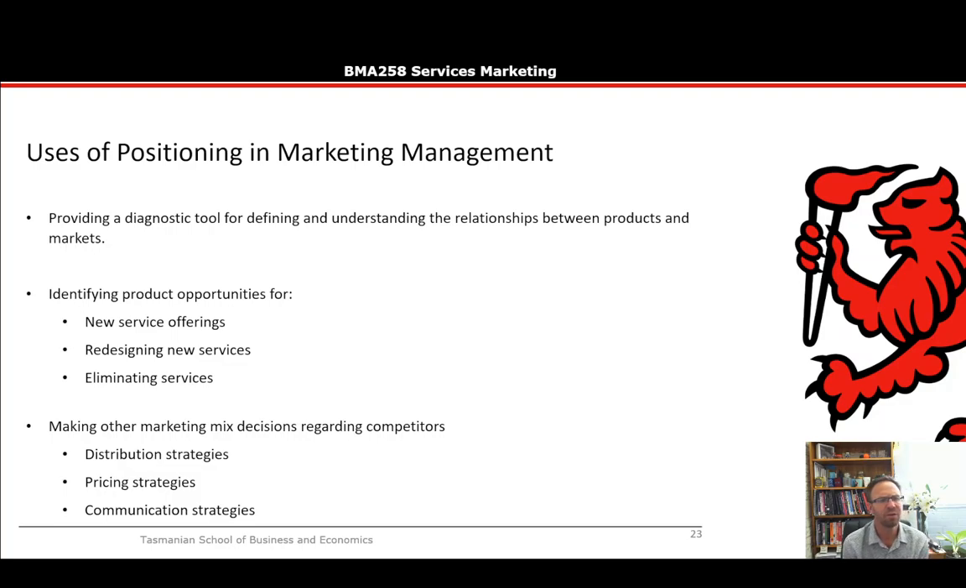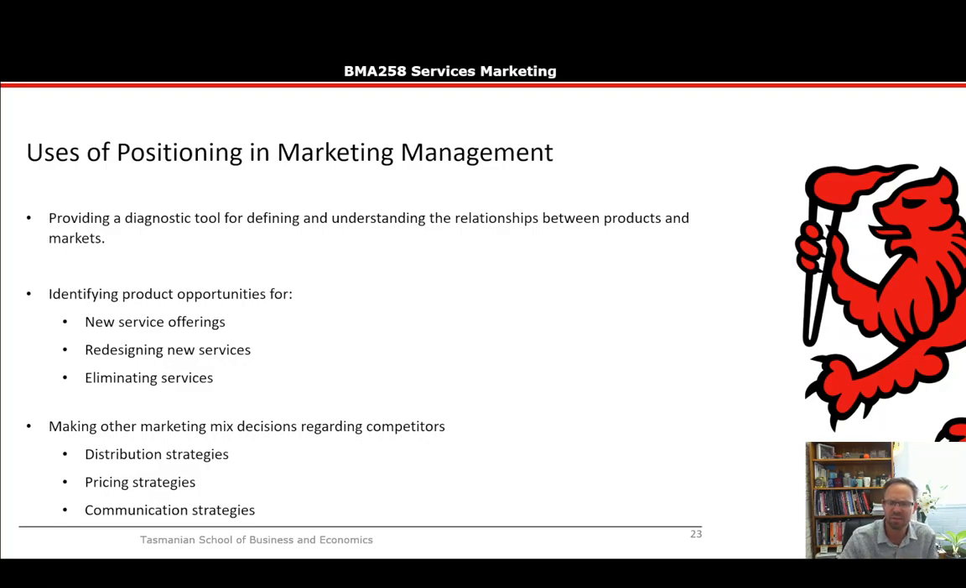So one of the uses for positioning is first of all providing a diagnostic tool for defining and understanding the relationship between the products which we make, the service products, and the markets in which we deliver them to. So is there a fit there? Are we positioned in a way that matches where our product matches the customers that we're trying to deliver them to? It's also a good way for identifying new product opportunities, such as new service offerings.